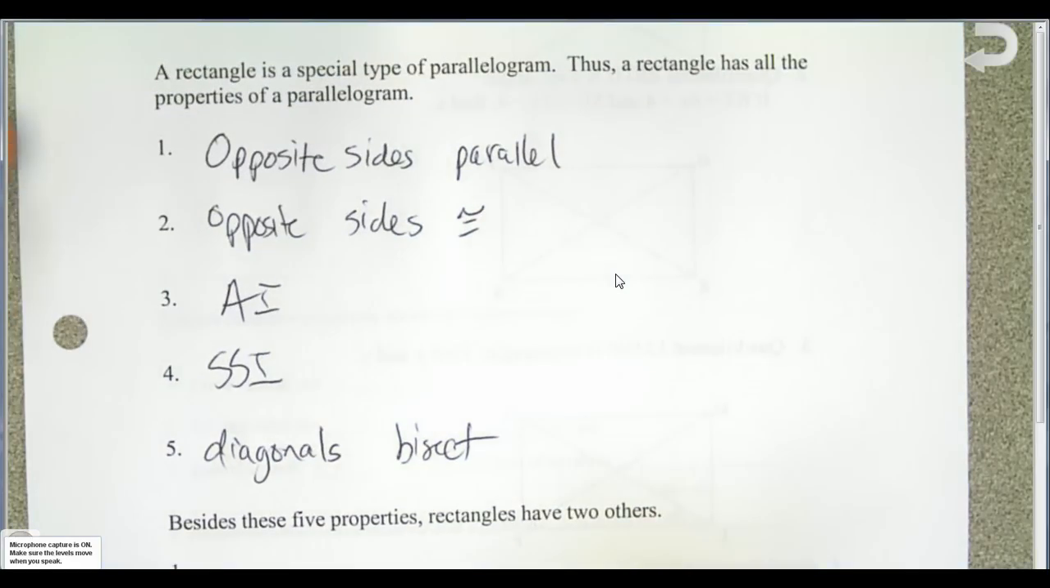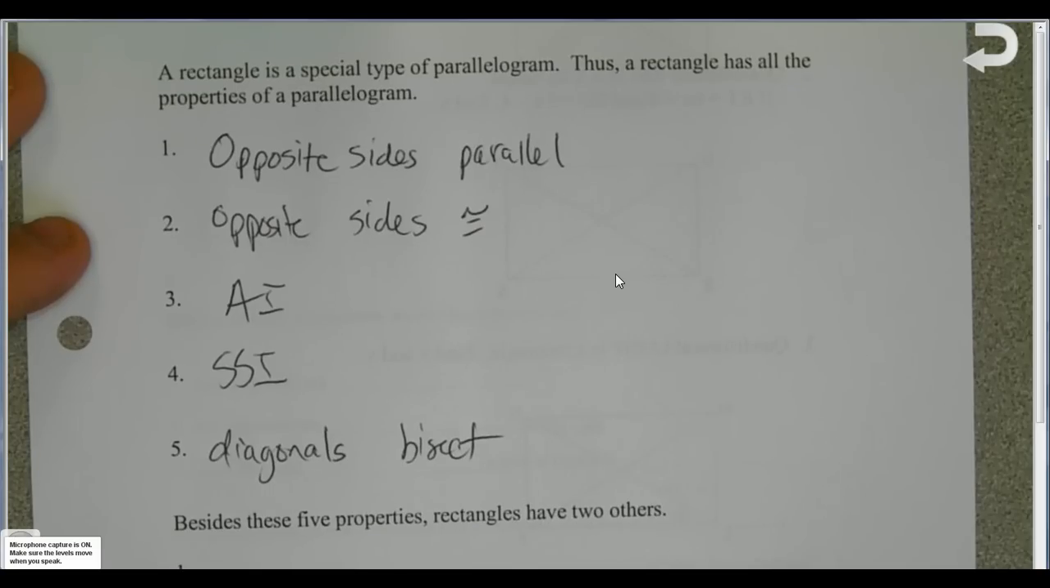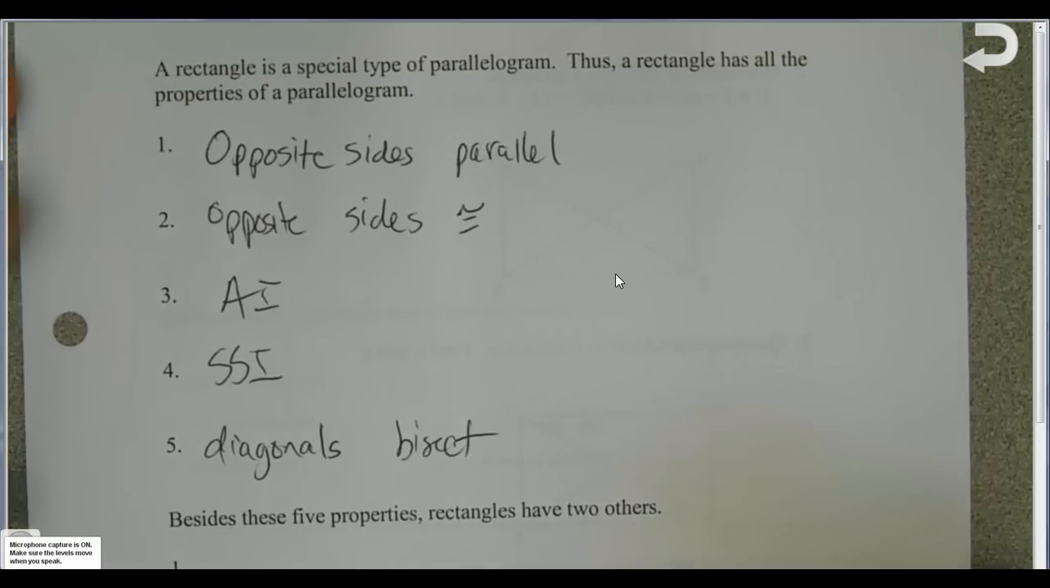Alright, so hopefully you paused the video and you were able to take a look at the 5 properties of a parallelogram. And in short, this is what you should have had: opposite sides parallel, opposite sides congruent, alternating interior, and then same side interior. And then of course diagonals bisect.